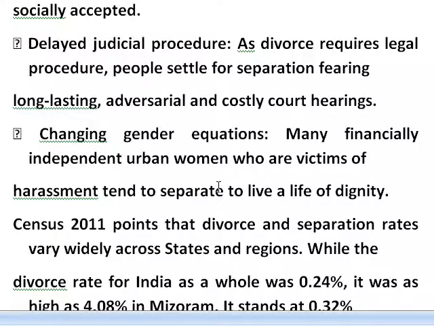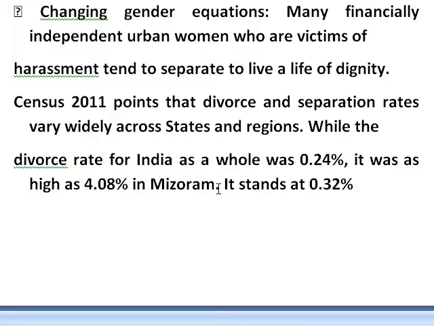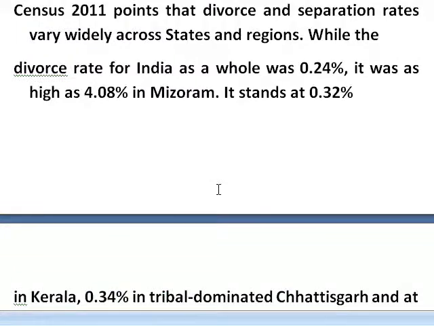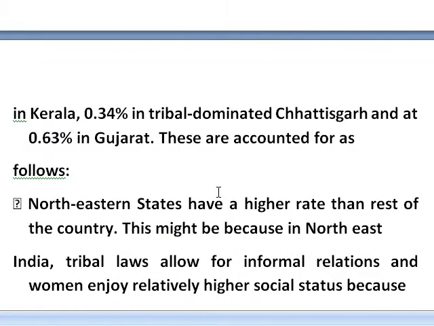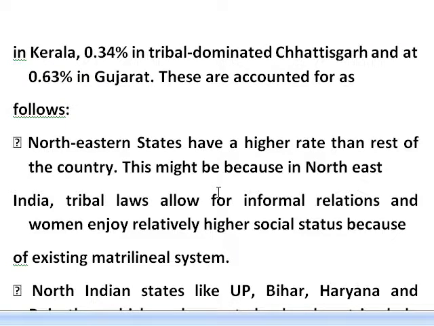Census 2011 finds that divorce and separation rates vary widely across states and regions. While the divorce rate for India as a whole was 0.24%, it was as high as 4.08% in Mizoram. It stands at 0.32% in Kerala, 0.34% in tribal-dominated Chhattisgarh, and 0.63% in Gujarat. These are accounted for as follows.